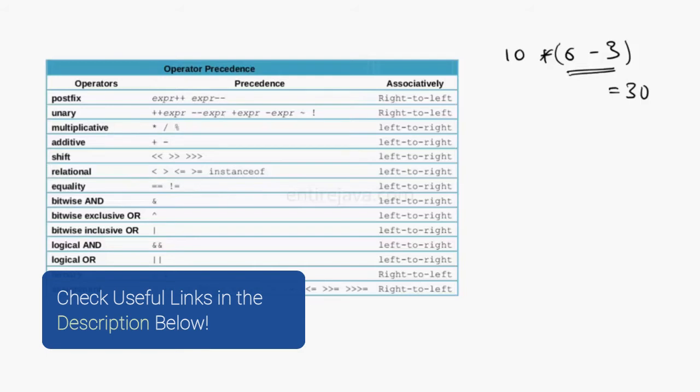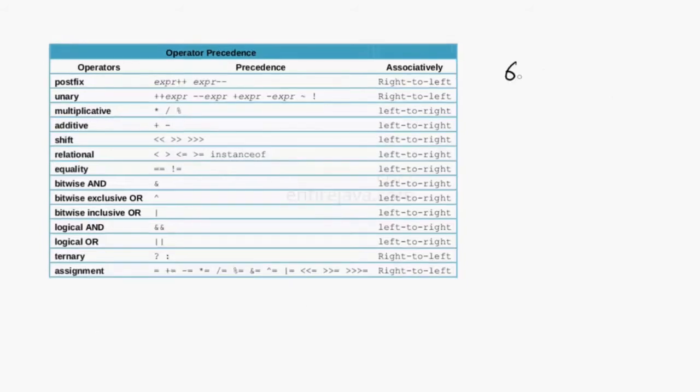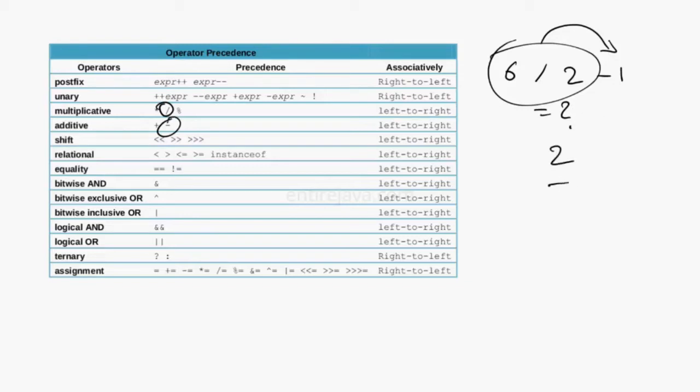Let's take a look at another example. 6 divided by 2 minus 1. So what is the result of this equation? Pause the video and find out. Okay, now let's solve the ambiguity. We have division operator and subtraction. Division has the higher precedence compared to subtraction operator. So this part of equation will be evaluated first, and then the result will be computed with this. So the result would be 2.